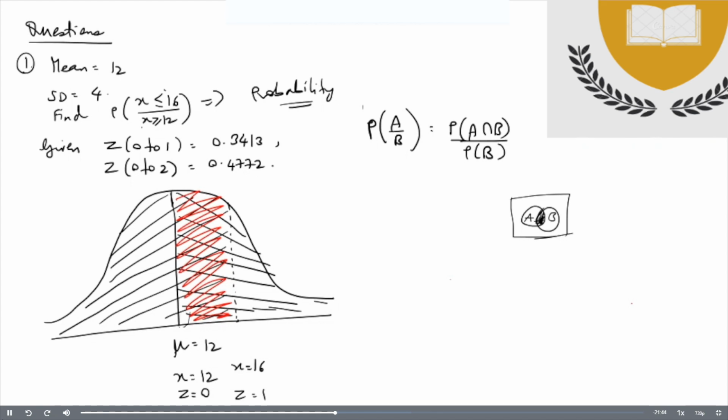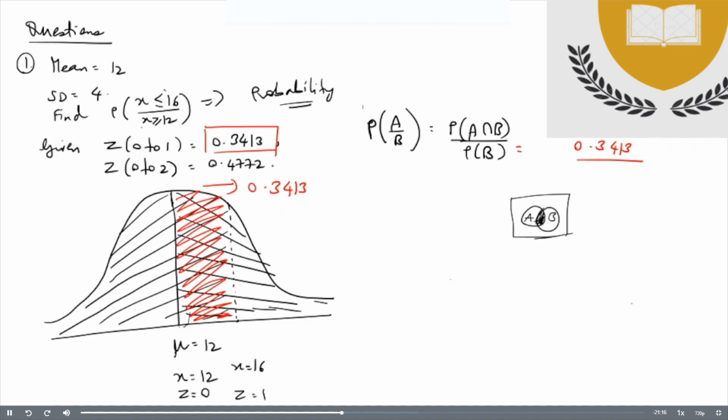So for that, how do I find the value? Now this is z equal to 0 up to z equal to 1. So this value I know it is 0.3413. So I will write it down here, 0.3413 divided by P of B. Now P of A intersection B is 0.3413.